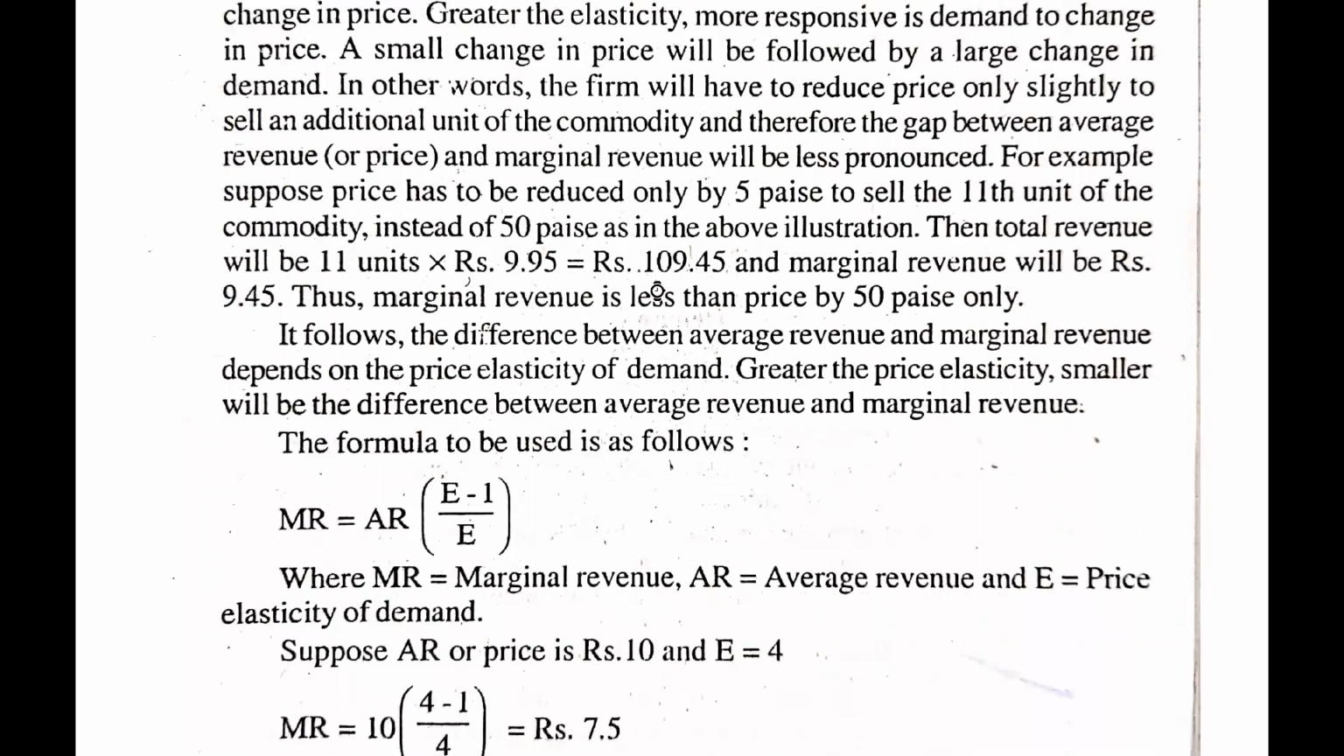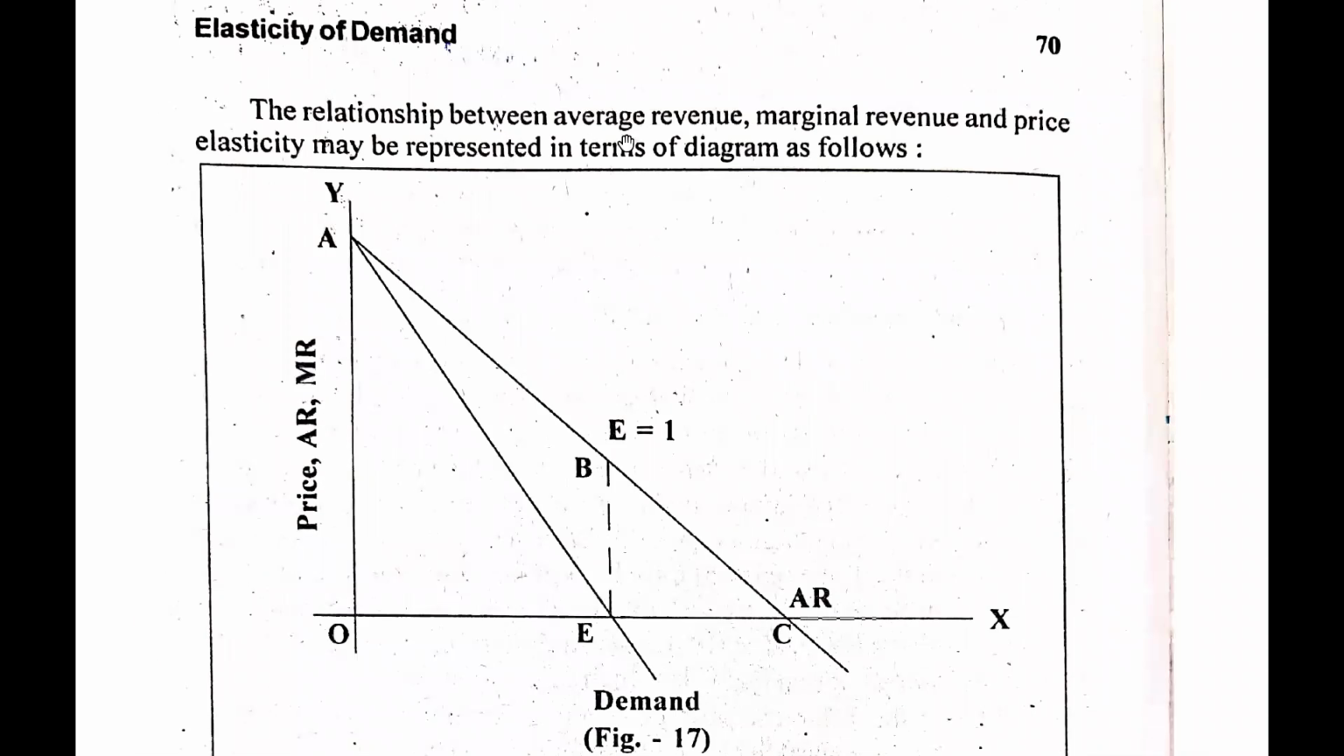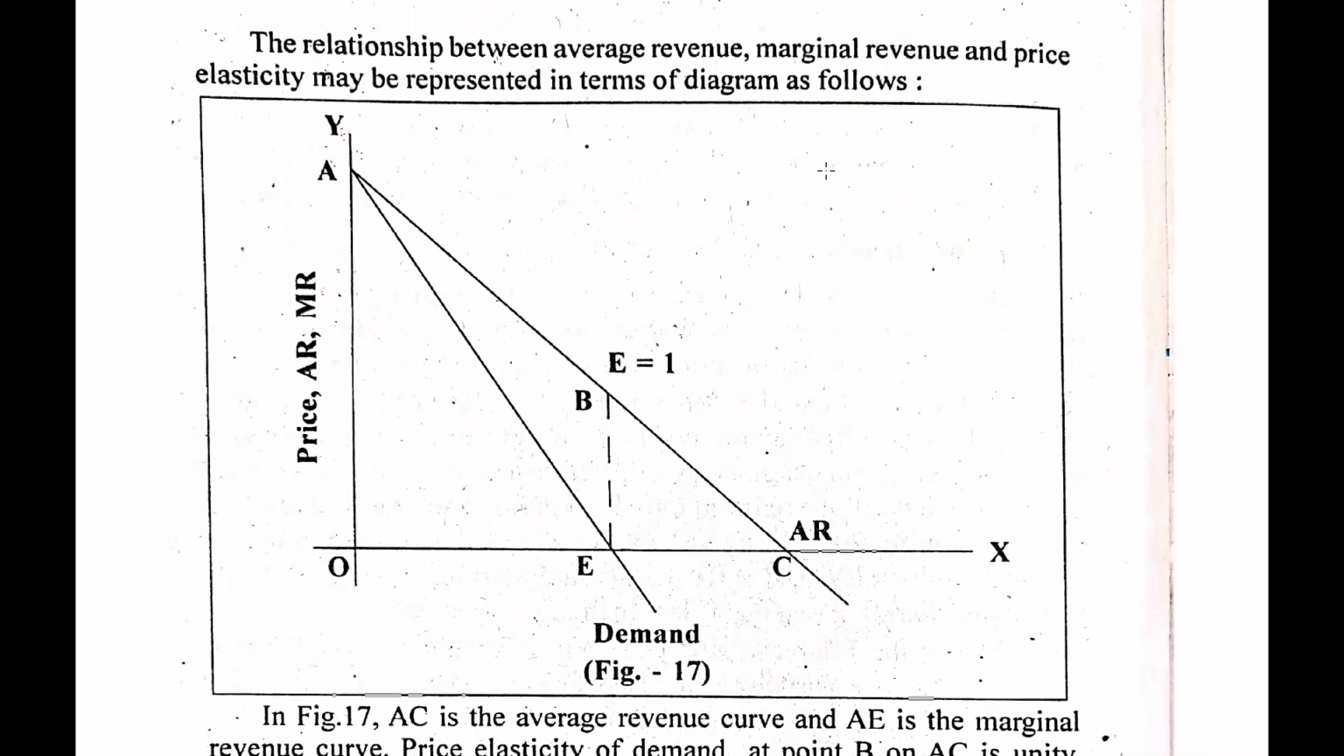So these are connected. Now we will move further and see in graphical form that the relationship between marginal revenue, average revenue and price elasticity may be represented in terms of a diagram as follows. So guys, if you didn't understand the explanation, then we have the graph over here in this diagram. You can clearly understand how those are connected. Here on the x-axis we are given the demand, and on the y-axis we are given price, average revenue and marginal revenue. There is a certain point of price, so price is common.